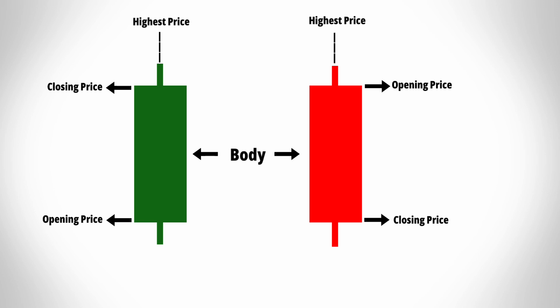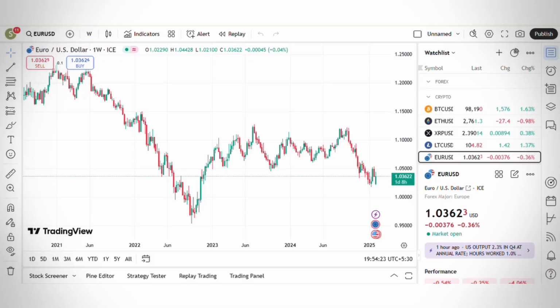We also have the highest price, which is the highest price got to during the time frame, and the lowest price, as the name implies, the lowest price got to during the time frame. And we can see on the red and the green candlestick where the opening price, the closing price, the highest price, and the lowest price is. Notice how it is different for the red candlestick and the green candlestick. Now, like I said earlier, the opening price, closing price, highest price, and lowest price will depend on the time period you are looking at.